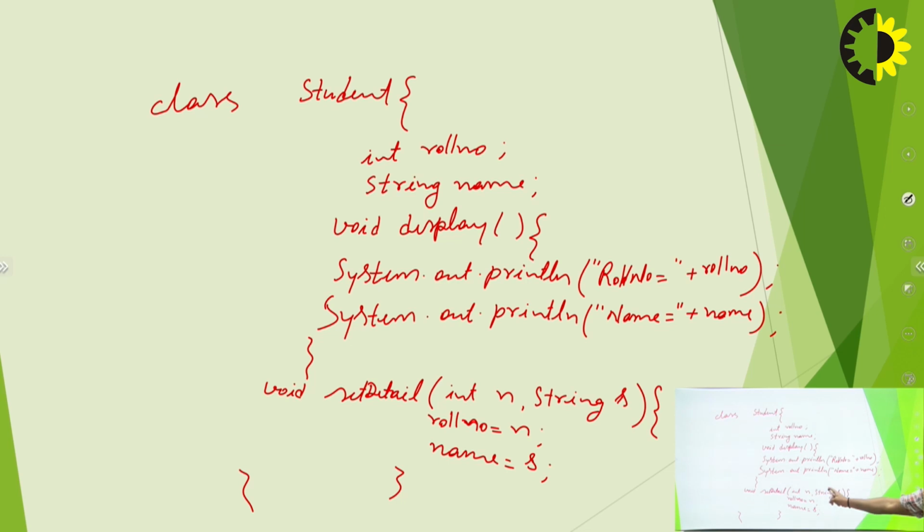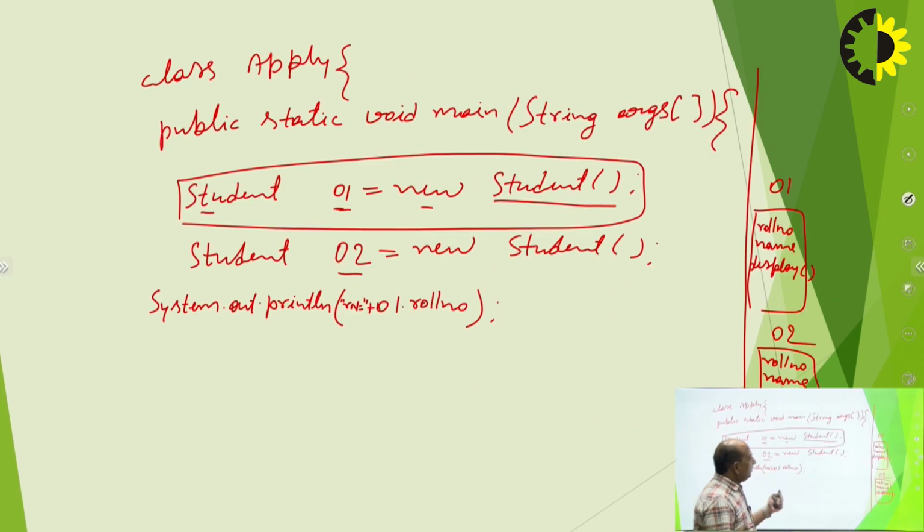Now this class has two variables and two functions. In the setDetail function, it is passing two parameters, an integer value and a string value, and setting these parameters to the roll number and name. And this display function is just displaying the roll number and name values. So once you create the object, this O1 has roll number, name and setDetail function, because you have created another function setDetail also. So O1 has the copy of that function, and similarly O2 also has the setDetail function.